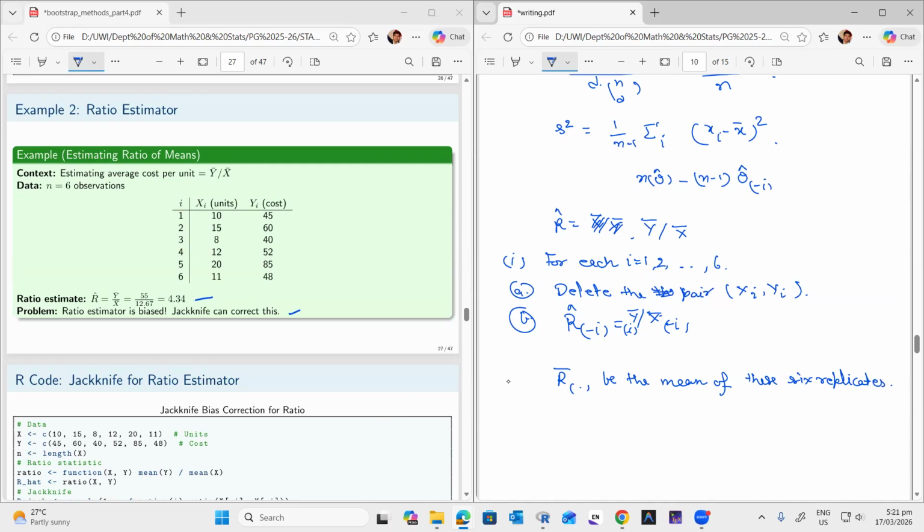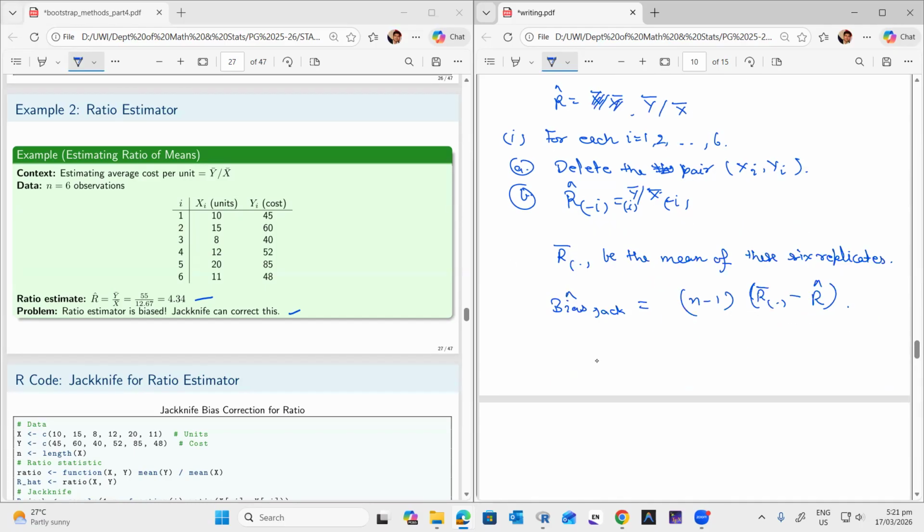Okay, and then we calculate the bias of the jackknife method. From the jackknife method, that will be n minus 1 into, sorry, R bar dot minus R cap. And then we calculate R curve, the corrected bias estimate, that will be equal to R cap minus bias of jackknife.